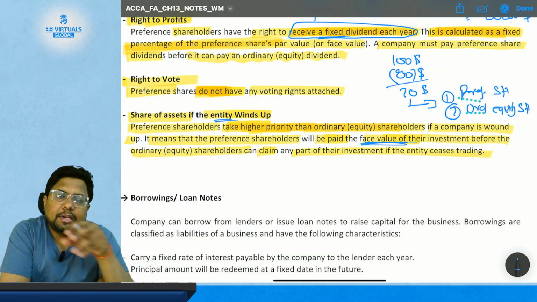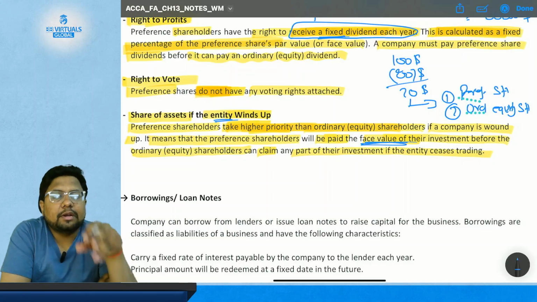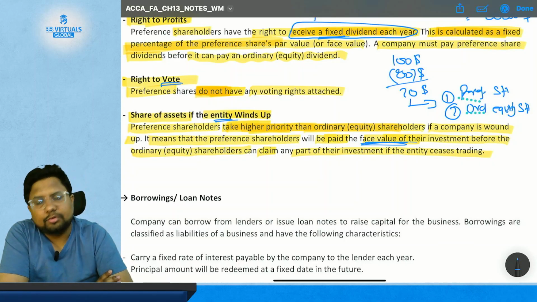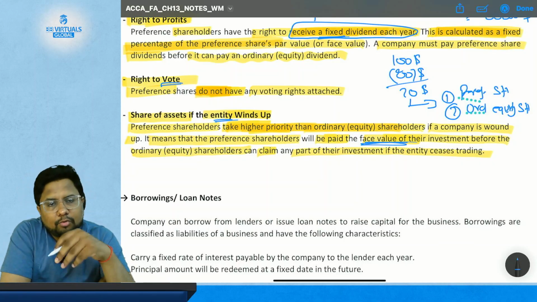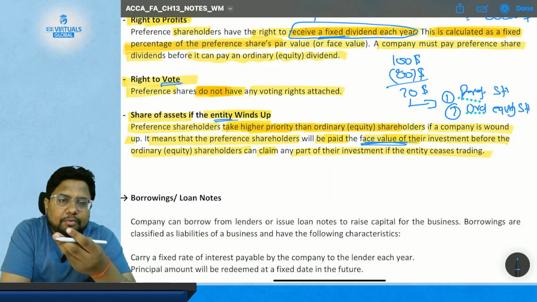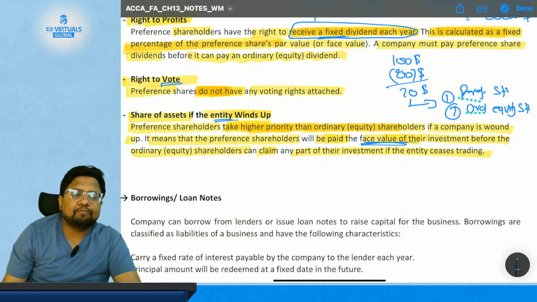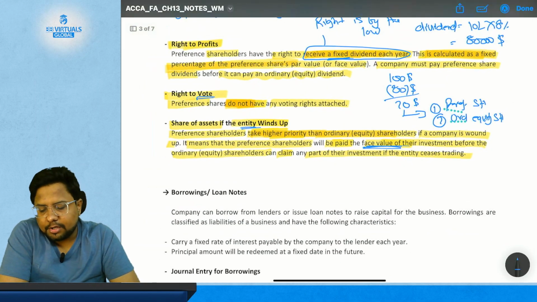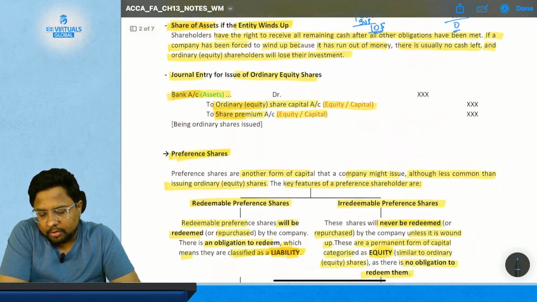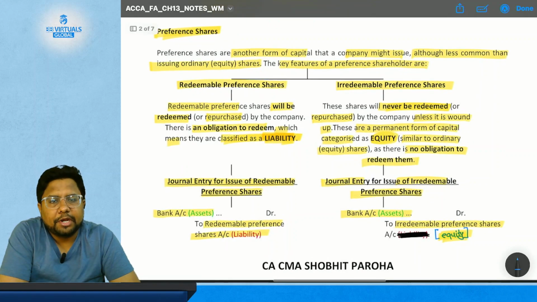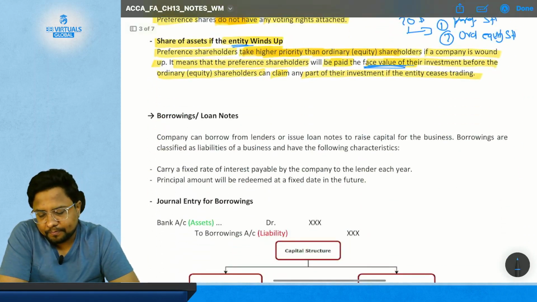The only thing which they are not getting is the right to vote. So they are not getting the right to vote, but they are getting the preference in dividend payment and the preference in share of assets if the entity winds up. Okay, so this is all about preference shares, which are of two types, redeemable and irredeemable.